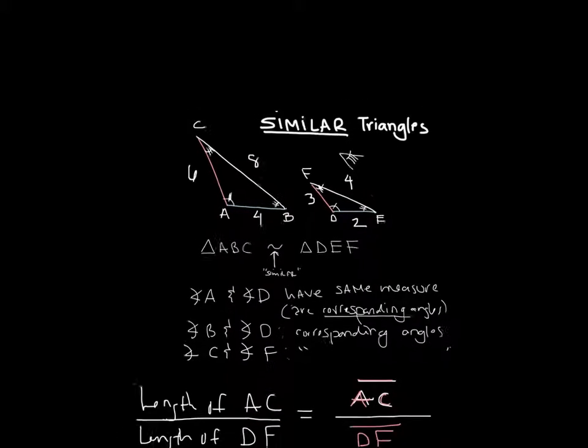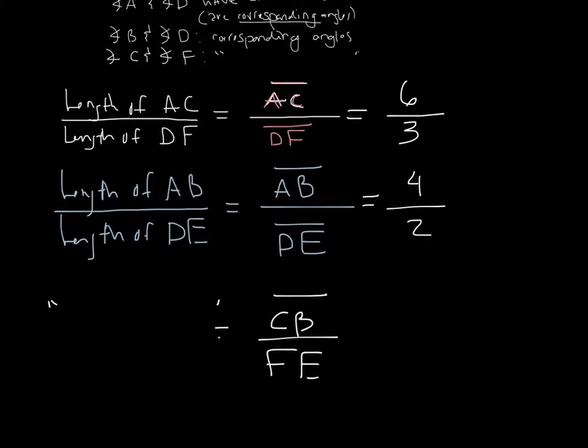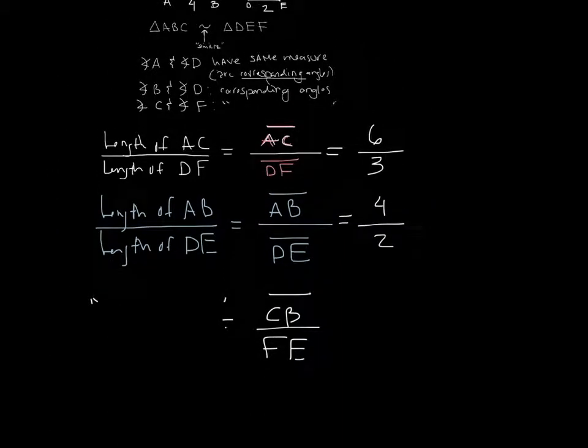Okay, so now if we insert these, what is AC? AC is 6. What's DF? DF is 3. AB is 4. DE is 2. And we have CB and FE. So CB is 8 and FE was 4.